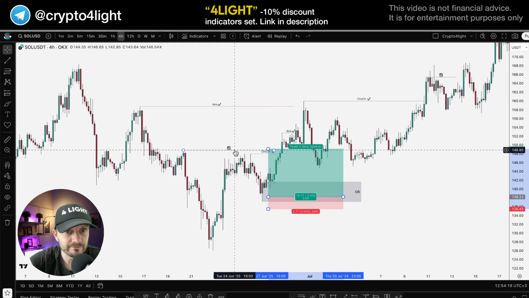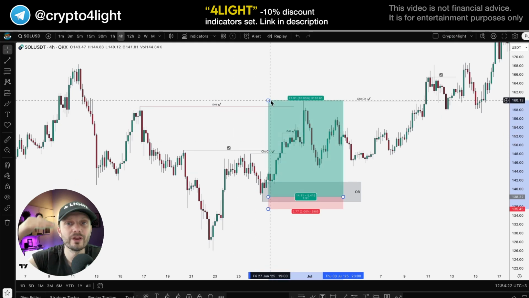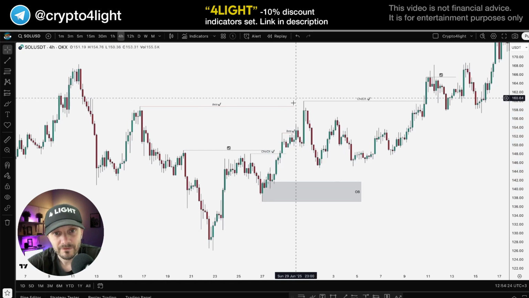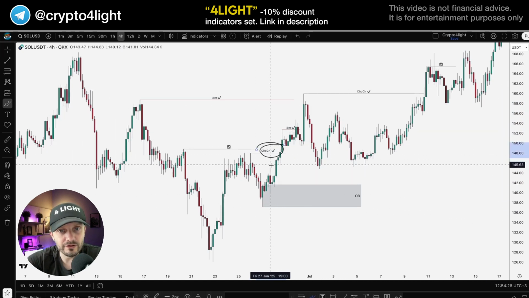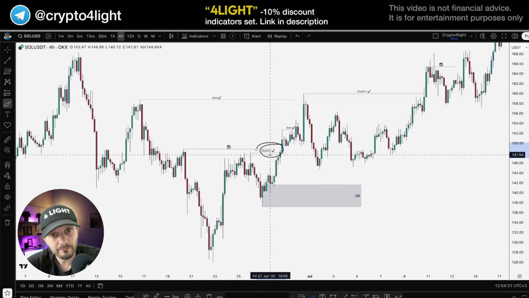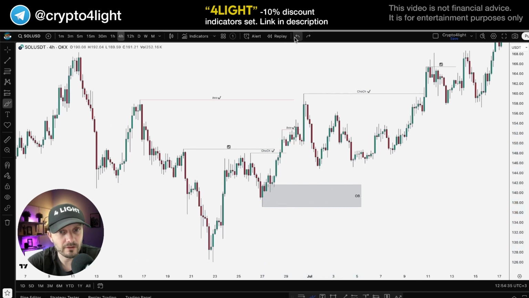With the target, where to fix? First target is here, the break of structure, and you can leave some percentage for the main one on the higher time frames. But of course, I highly recommend you fix profit here and re-enter again, because we can see this move and drop, and you get just a stop loss. So profit is always profit, guys.